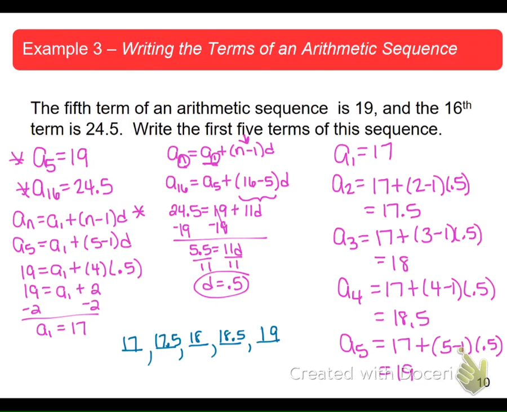It's up to you which way you use, unless I tell you specifically you have to use a formula or you have to use recursion.